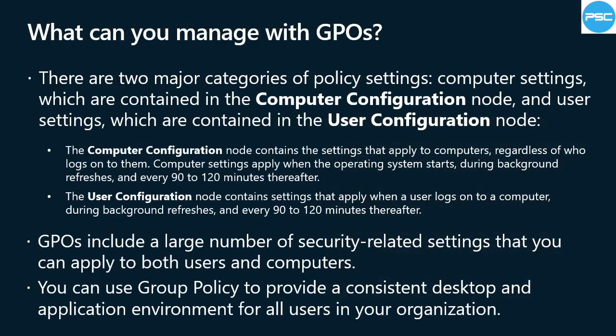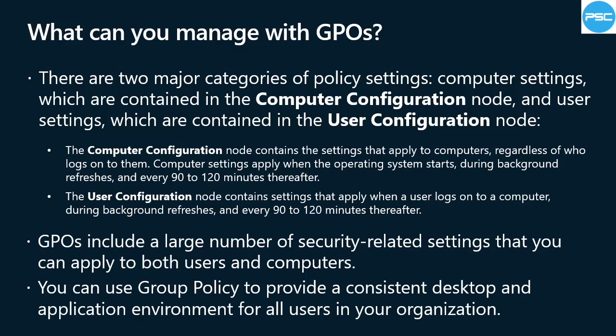There are two major categories of policy settings: computer settings, which are contained in the computer configuration node, and user settings, which are contained in the user configuration node. The computer configuration node contains the settings that apply to computers, regardless of who logs on to them. Computer settings apply when the operating system starts, during background refreshes, and every 90 to 120 minutes thereafter. The user configuration node contains settings that apply when a user logs onto a computer, during background refreshes, and every 90 to 120 minutes thereafter.